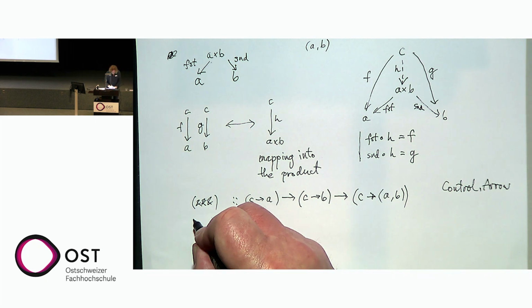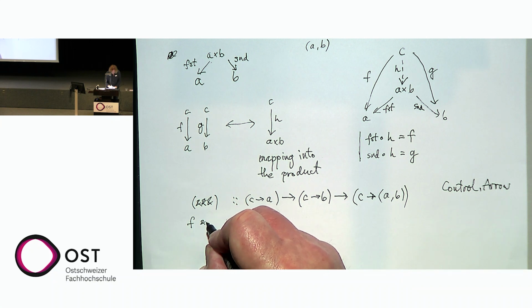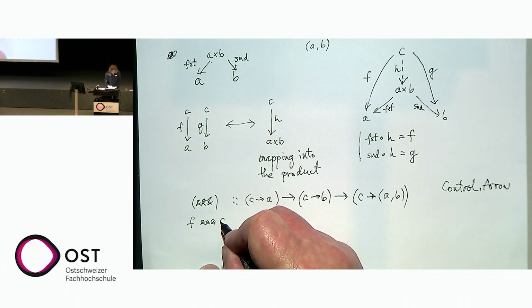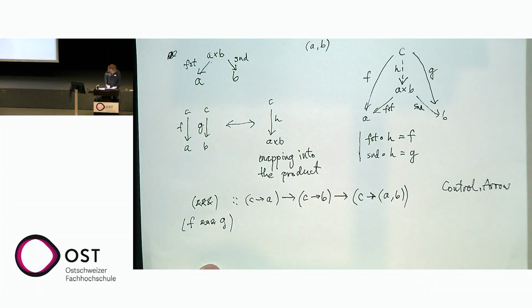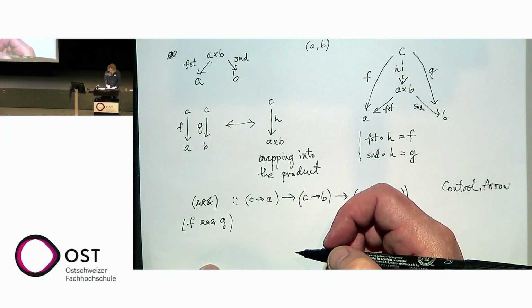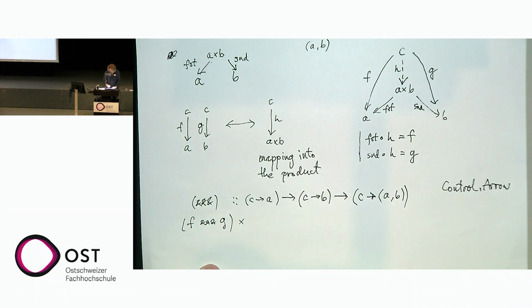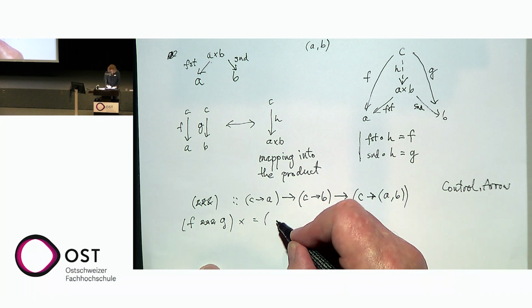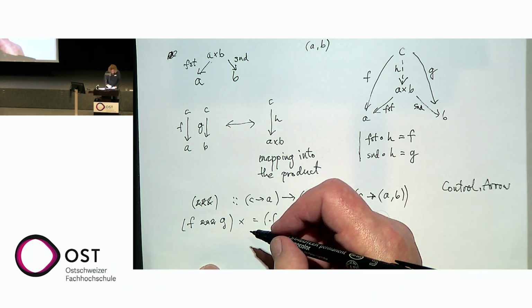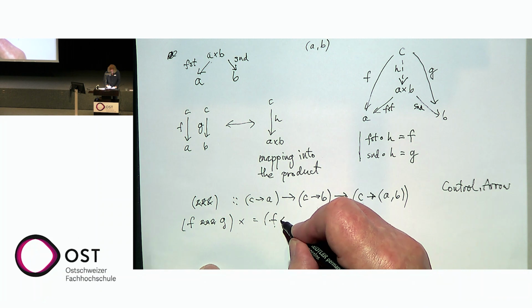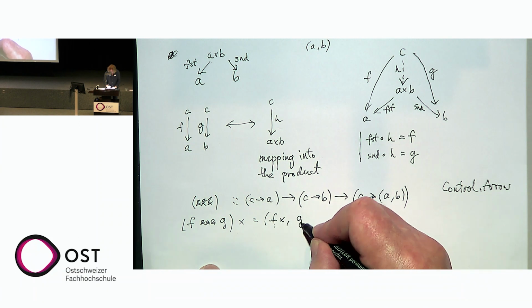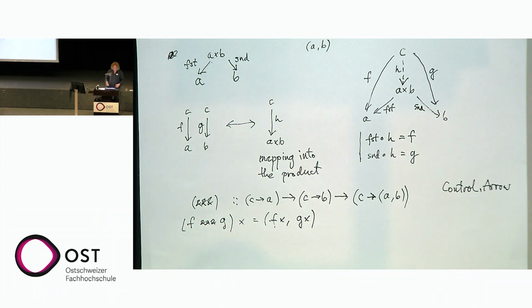So how do we implement this? F triple ampersand G acting on, okay, on some X. It's very simple. It applies F to X and applies G to X. Okay? So that's your translation. This is the universal construction written in Haskell.